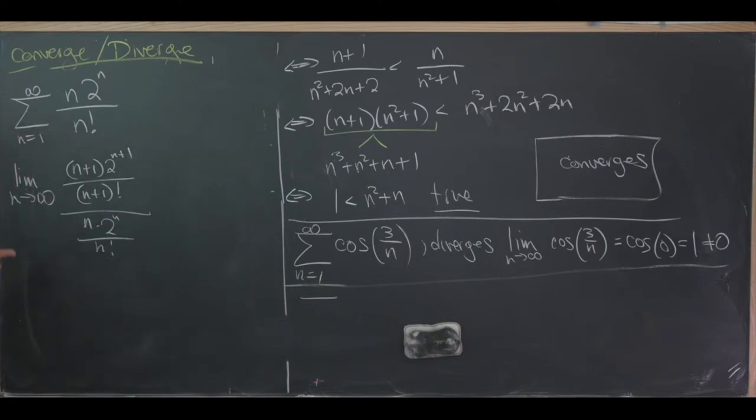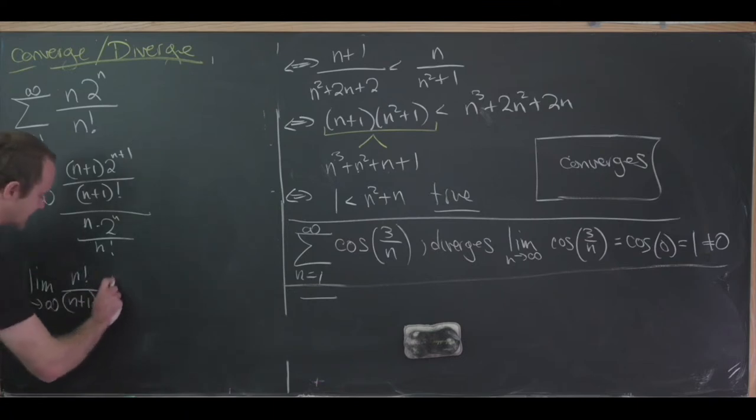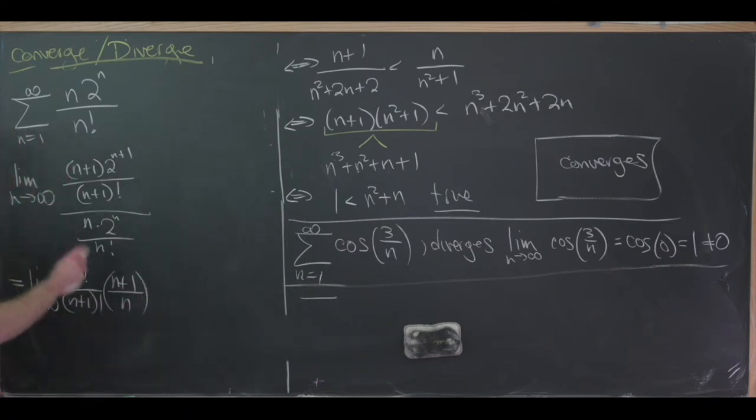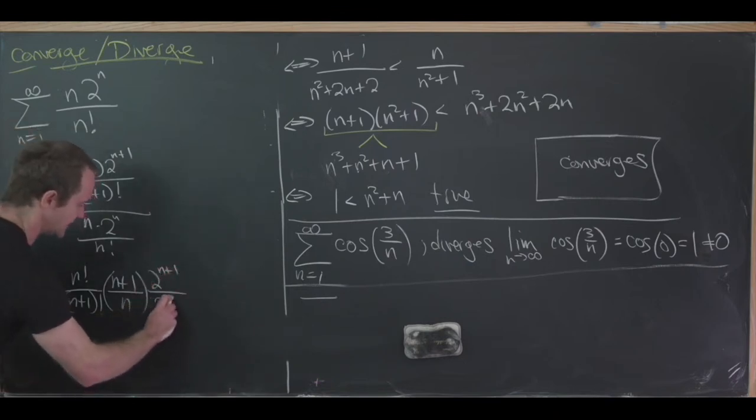Now I'm going to rewrite this so all the things that are like each other are dividing each other. So this is the same thing as the limit as n goes to infinity of n factorial over n plus 1 factorial. So I grouped my factorial terms together. And then next I'll group my polynomial terms together. That'll be n plus 1 over n. And then last I'll group my exponential terms together. That will be 2 to the n plus 1 over 2 to the n.